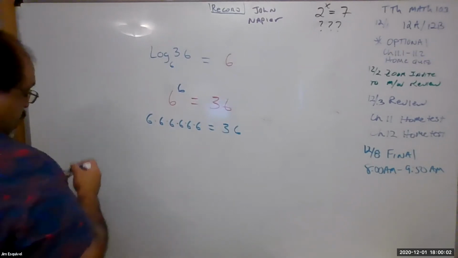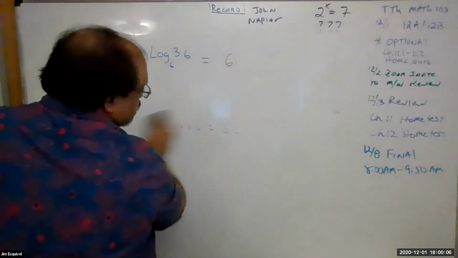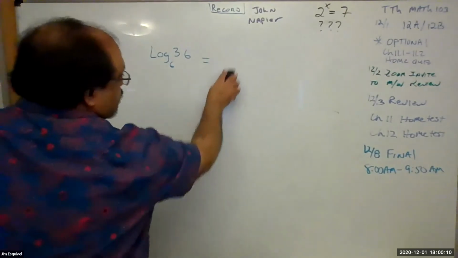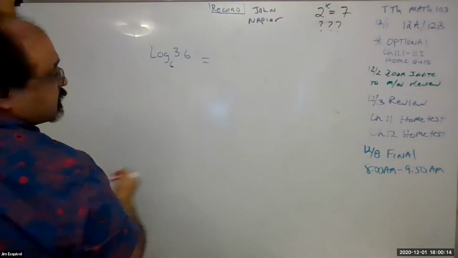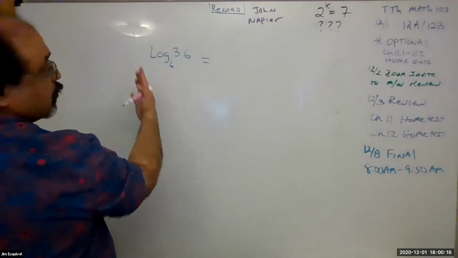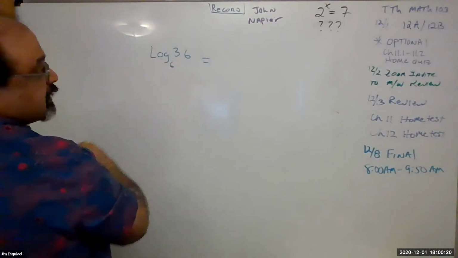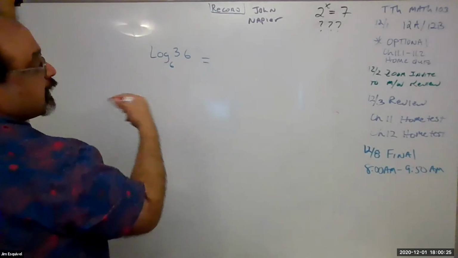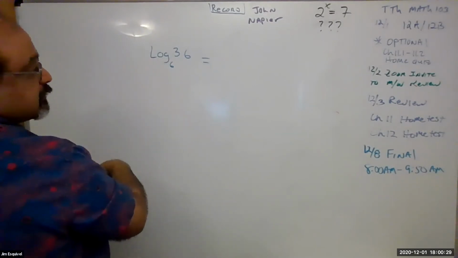Exactly. The question that is being asked right here, when we see log base 6 of 36, the question that a logarithm asks is: 6 to what power? 6 to what power makes 36? Exponents. You've got to think exponents, not multiplication. It's exponents. 6 to what power makes 36?